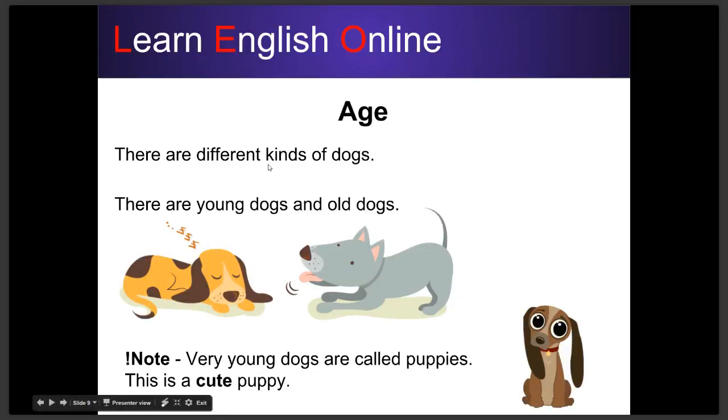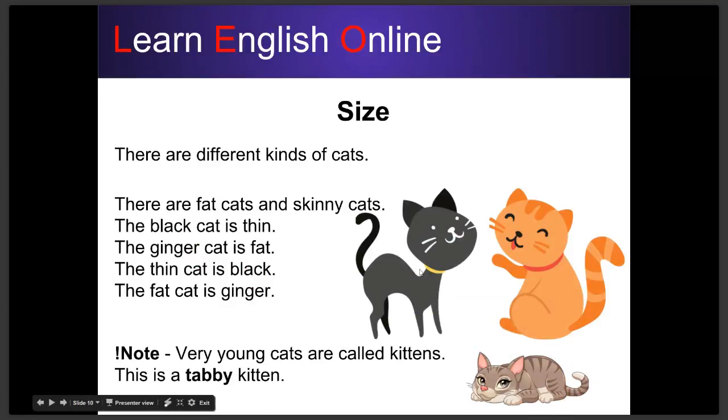Okay, let's go back to the dogs. This is a big dog, small dog, and a small puppy. Okay, so big and small. Cats, well, these two cats are the same size, but one's skinny and one's fat. One's thin and one's fat. Okay, there are fat cats and skinny cats. And I would say the black cat is thin and the ginger cat is fat. The thin cat is black, the fat cat is ginger.